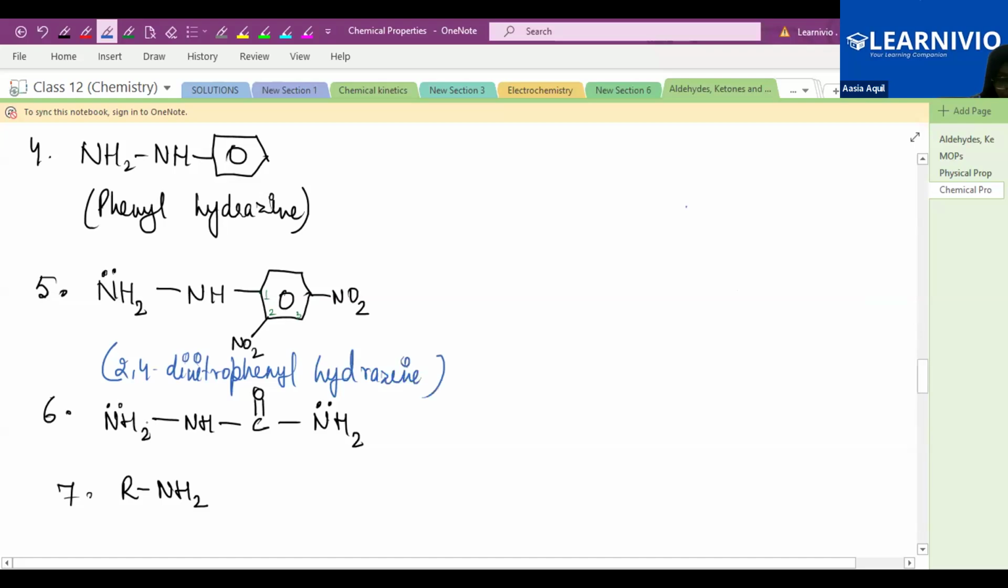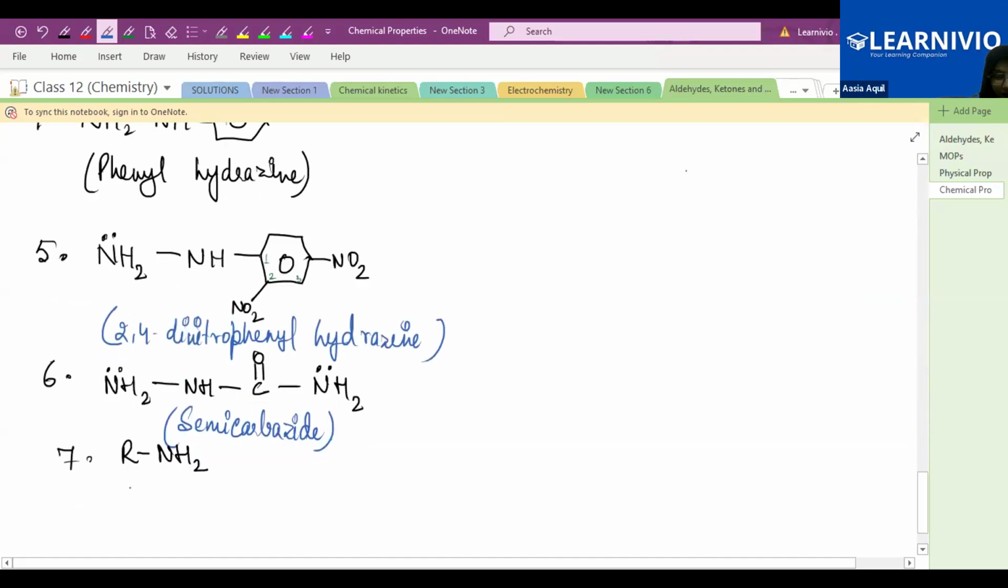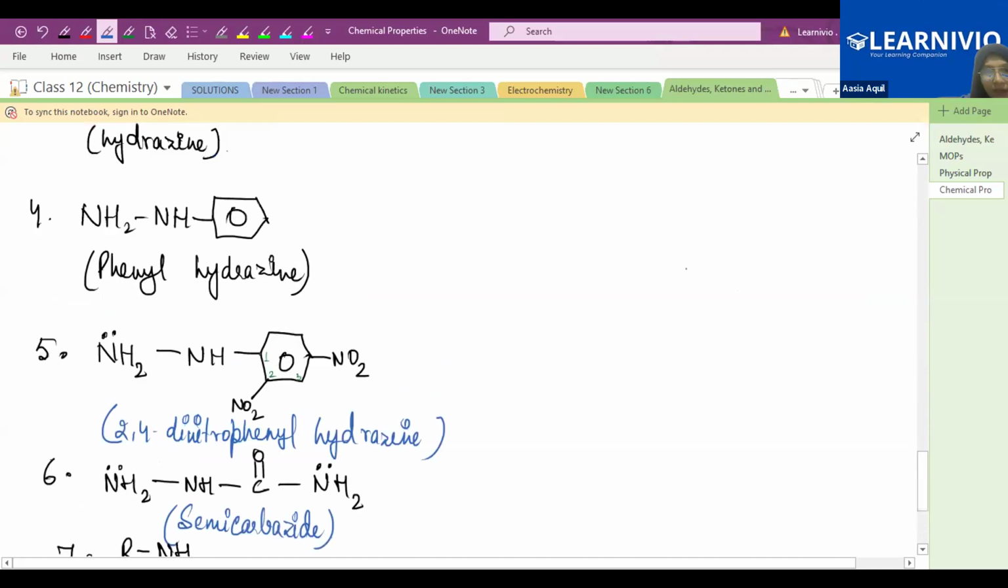And the sixth one is, you see the arrangement, NH2, NH, and if I attach a CO, NH2 group, what is this? This is semicarbazide. You have to remember the names. It is semicarbazide. NH2, NH, CO, NH2. This is semicarbazide. And what is this? RNH, NH2, this is your amine. RNH2 is amine.